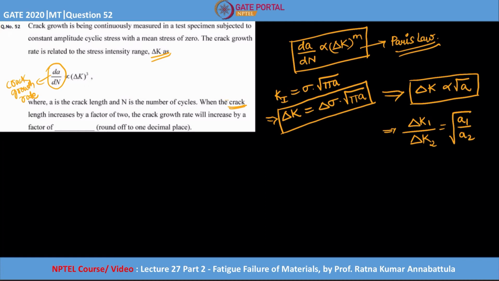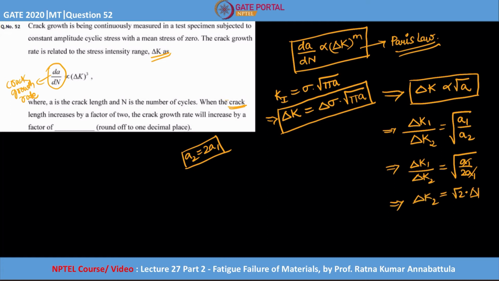Simple. Now we know that the crack length is increasing by a factor of 2. That means I can write A2 is equal to 2A1. So what will I get here? Delta K1 by delta K2 would be equal to root over A1 by 2A1. So this gets cancelled and I can write delta K2 is equal to root 2 times delta K1. So if the crack length is increasing by a factor of 2, the delta K is also increasing by a factor of root 2.